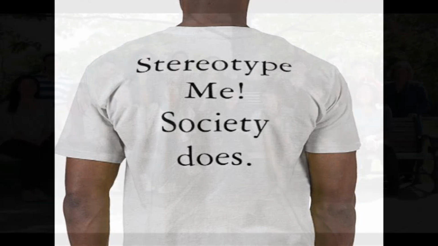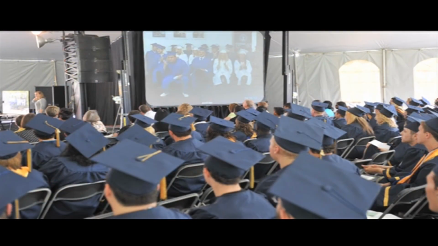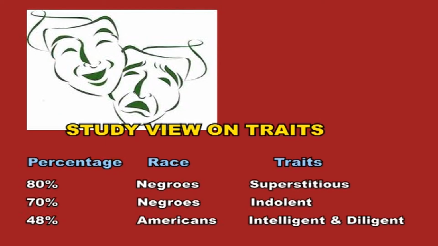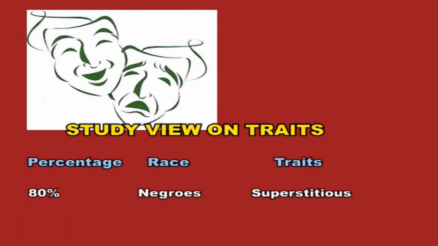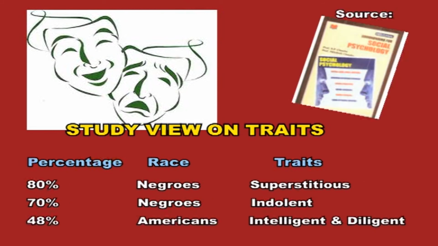The students were given a list of some traits and were asked to mark which traits were found in which race. In this investigation, it was observed that there was great similarity in students' answers. Nearly 80% students said that Negroes were superstitious. 70% were of the view that they were indolent. Nearly 48% students replied that white Americans were both intelligent and diligent.